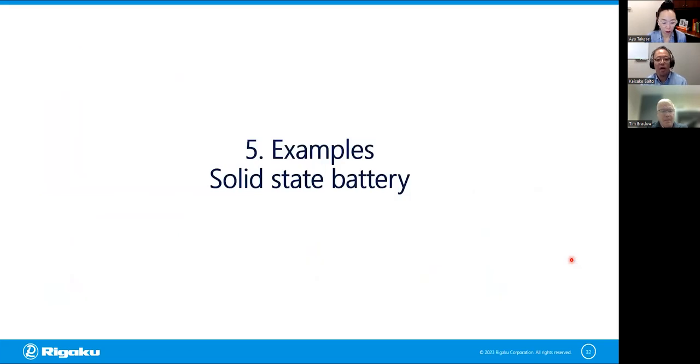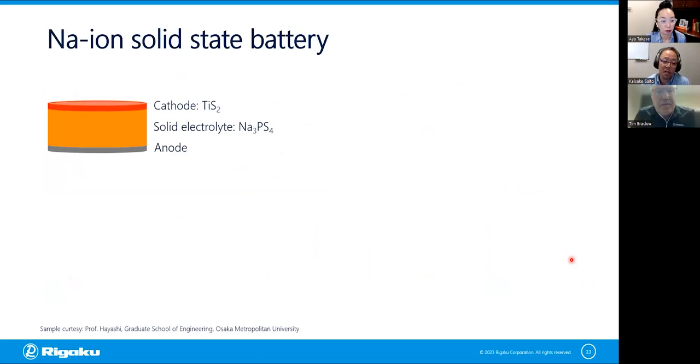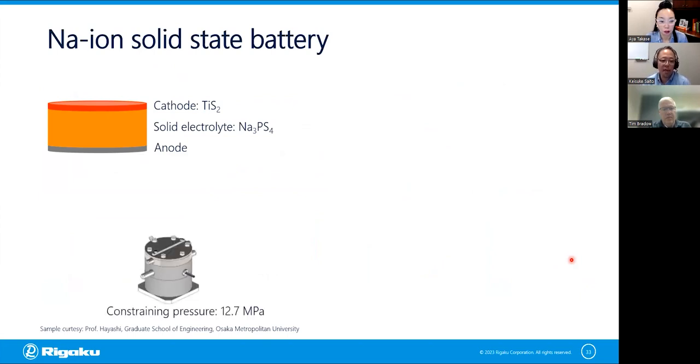So let's move on. This is a solid state battery. This example is a titanium disulfide cathode and sodium phosphate sulfate as a solid electrolyte. This is obviously a sodium-based solid-state battery example. So we prepared the sample in pellet form, as we discussed in the sample prep section. Then we placed the pellet into our solid-state battery cell, and we pressurized it with 1 kilonewton force, or 12 megapascal pressure. In this specific example, we used a copper X-ray source, which is a soft X-ray, because the peak separation between titanium disulfide and sodium titanium sulfide was very close. So we needed to have good peak separation resolution.